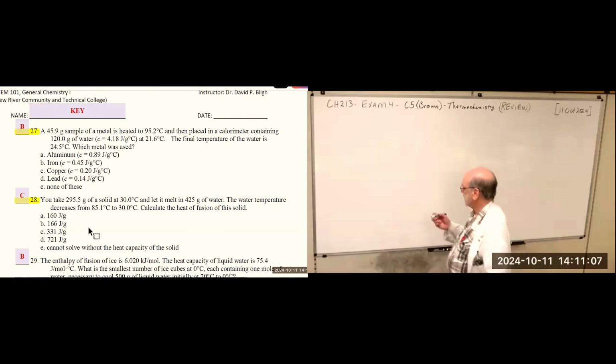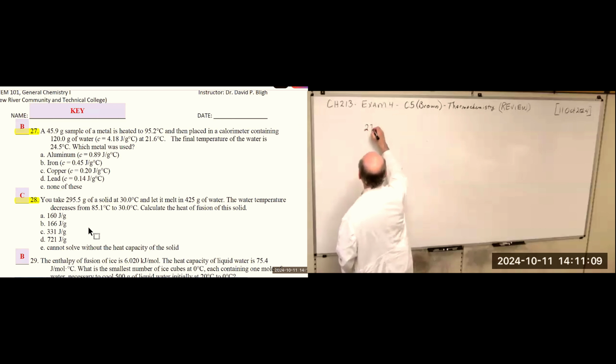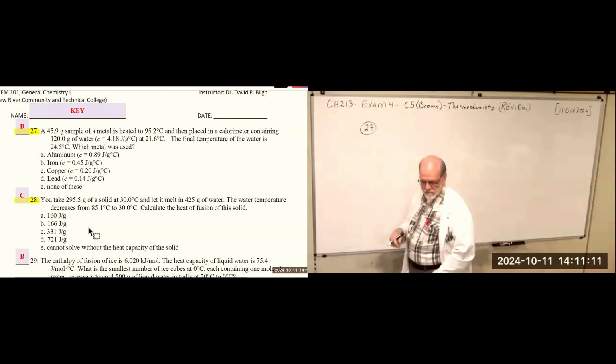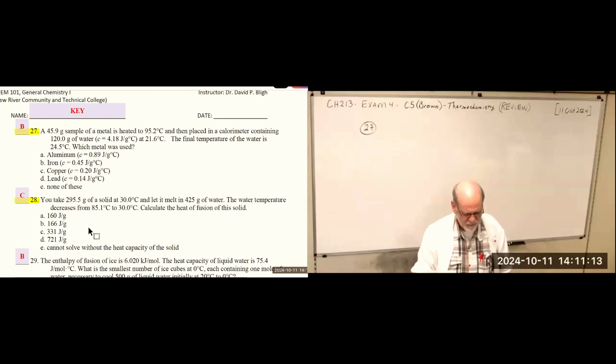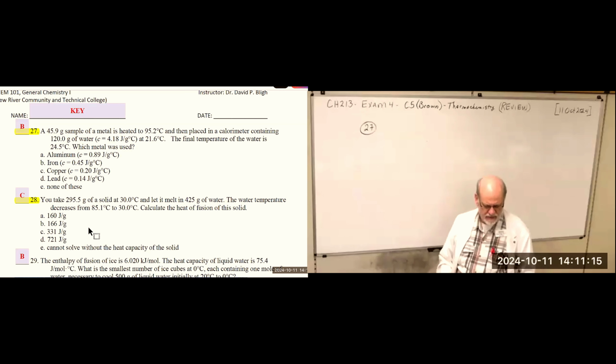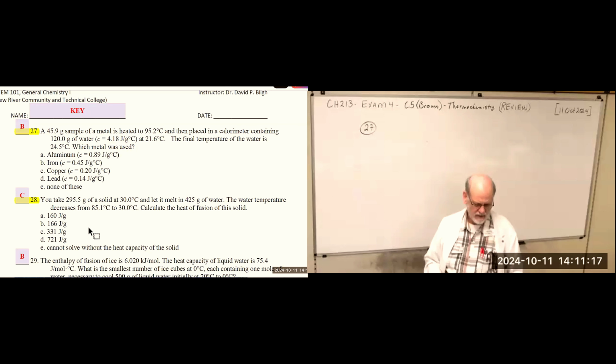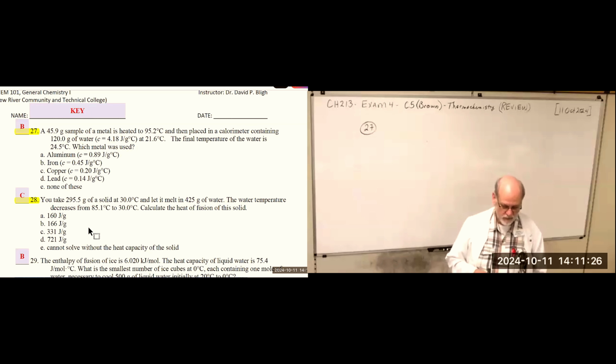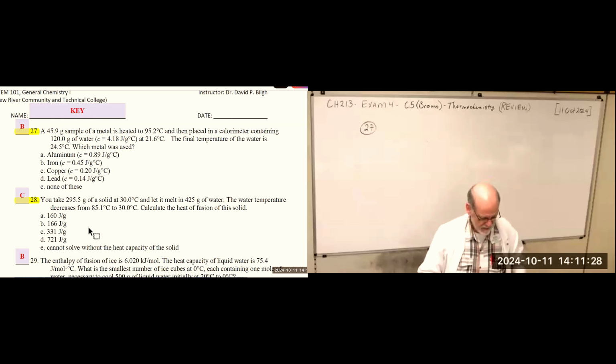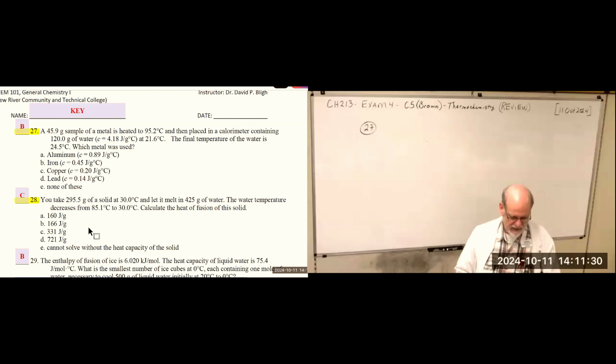Okay, 27. A 45.9 gram sample of metal is heated to 95.2 degrees, then placed in a calorimeter containing 120 grams of water at 21.6 degrees. The final temperature of the water is 24.5. What metal was used? And this is based upon the specific heat of the metal.